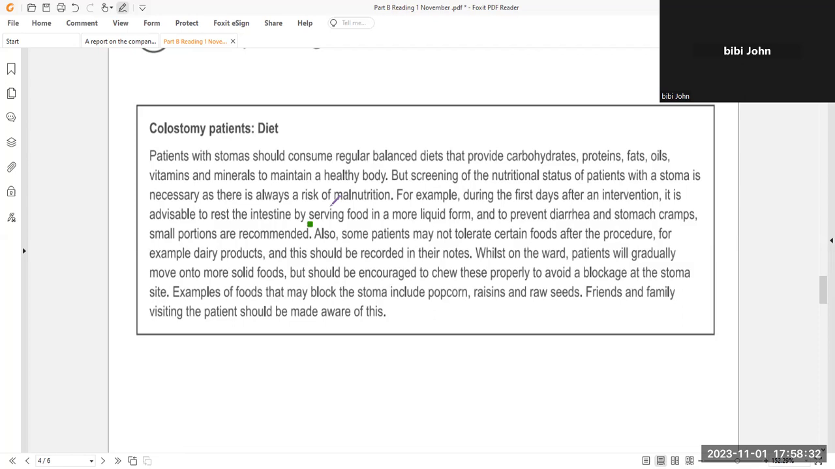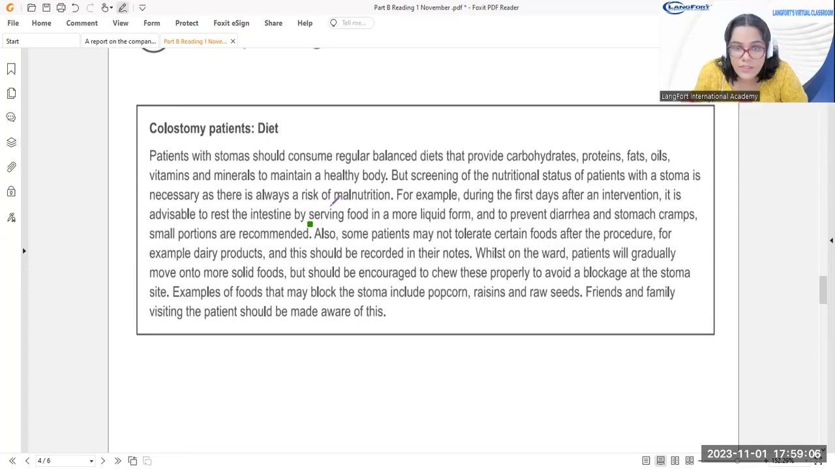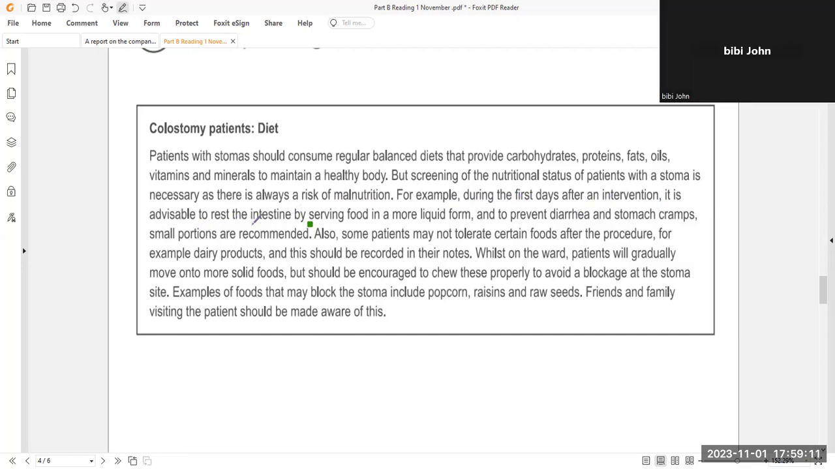Colostomy patients diet. Patients with a stoma should consume a regular balanced diet that provides carbohydrates, protein, fat, oil, vitamins, and minerals to maintain a healthy body. But screening of the nutritional status of patients with a stoma is necessary, as there is always a risk of malnutrition. For example, during the first day after an intervention, it is advisable to rest the intestine by serving food in a more liquid form. To prevent diarrhea and stomach cramps, small portions are recommended.